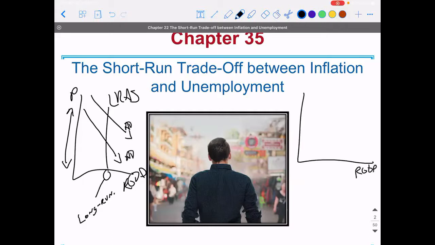As opposed to the short run, where the short run aggregate supply curve is upward sloping. Thus implying that the lower the price level, the higher the unemployment. Higher unemployment because the GDP is lower. The higher the prices, the lower the unemployment. That's the nature of the trade-off that we're going to be looking at in this chapter.